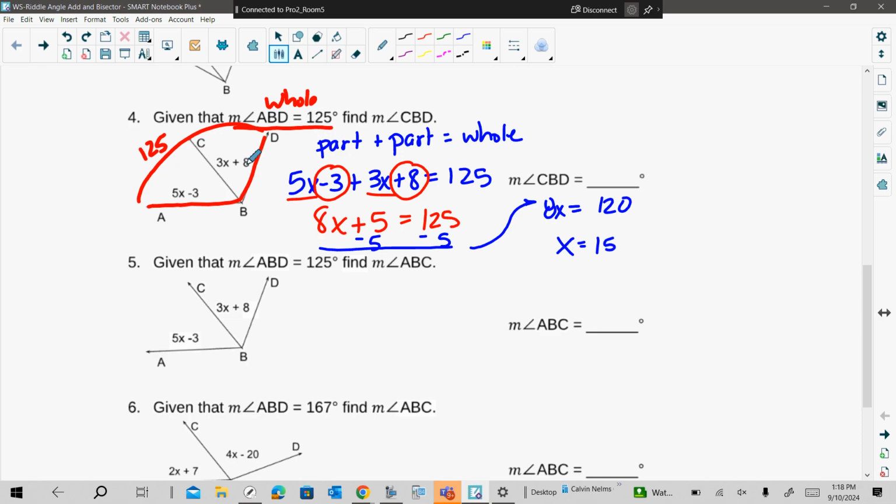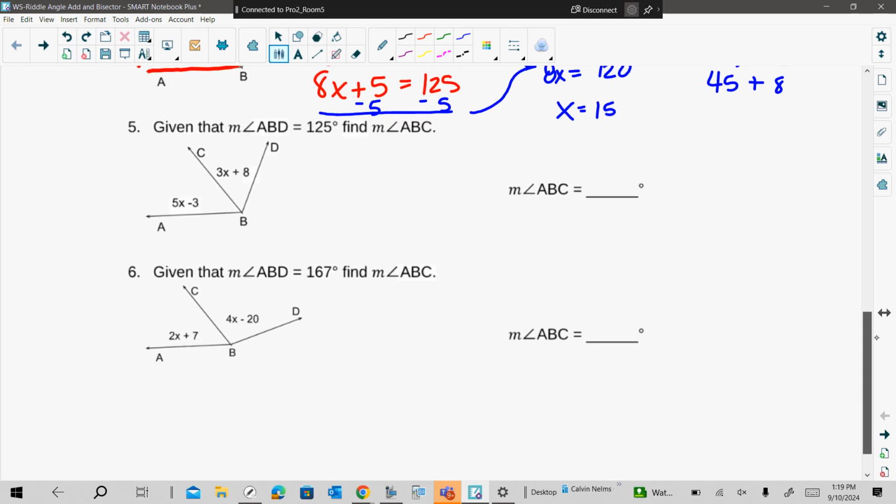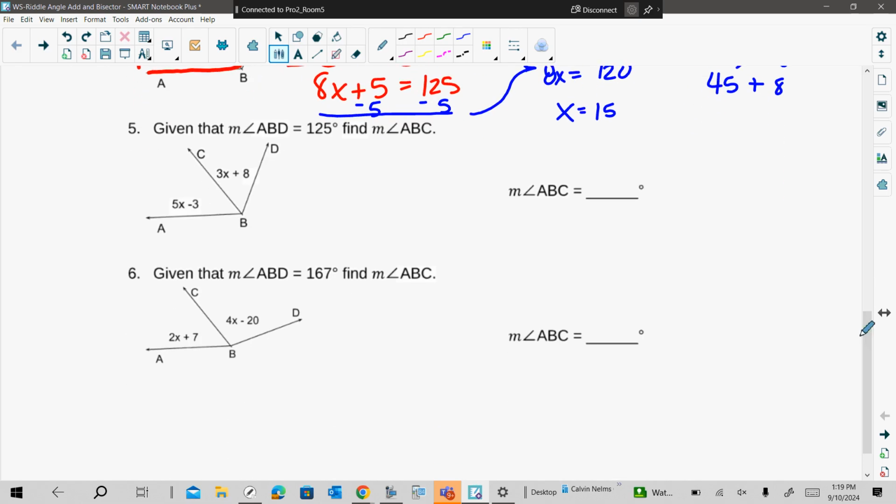Okay, so that's not the angle. To get the angle, I have to plug it back into this expression right here. So that means I'm doing 3 times 15 plus 8. 3 times 15 is 45, plus 8, 53. And that's our answer for the angle. So you will need to plug back in after you solve for x. Everything on the front here is angle addition. Now flip to the back.